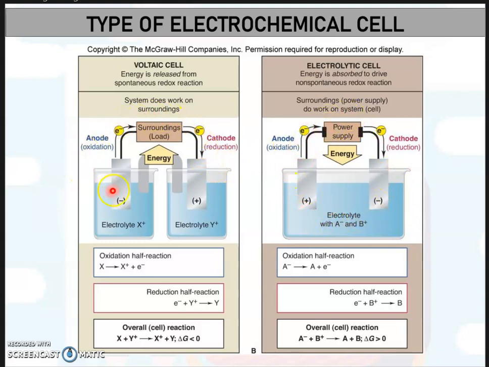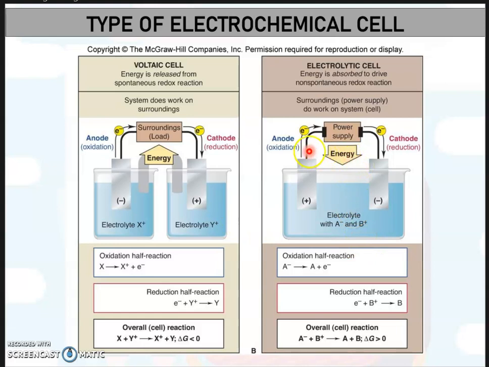Okay, sorry, I forgot to explain this one. For the voltaic cell, this is the salt bridge. But for electrolytic cell, the electrolyte are in the same container. For voltaic, electrolyte for anode and cathode are in different containers but connected with the U-shaped salt bridge.